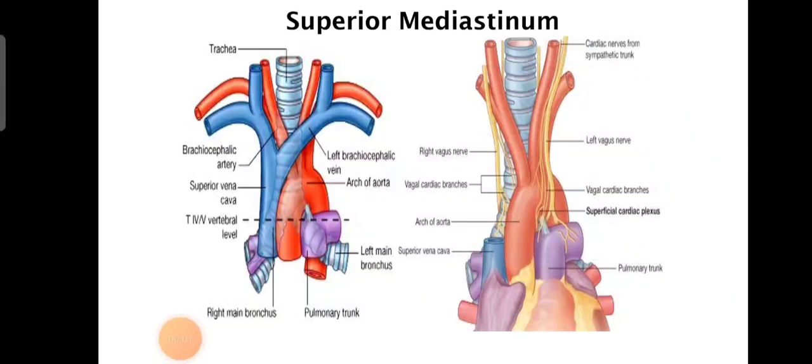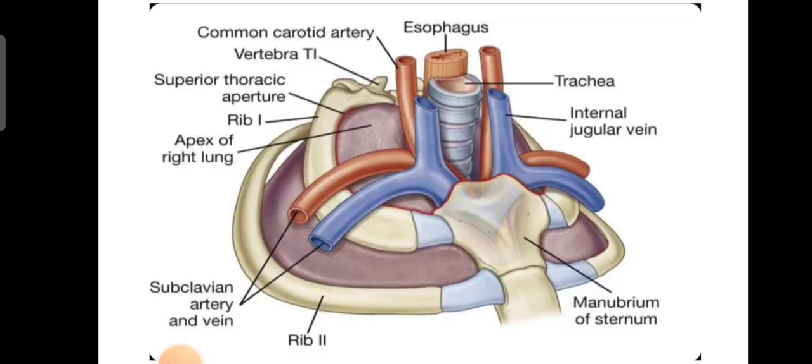So here we can see the contents of superior mediastinum, that is the arch of aorta, superior vena cava, and the brachiocephalic veins right and left, and the branches of arch of aorta, that is brachiocephalic artery, left common carotid artery, left subclavian artery. Also we can see the trachea, then the right and left vagus nerve, cardiac nerves, phrenic nerves which are passing through the superior mediastinum. Then here we can see the apex of lungs. These are also forming the content of the superior mediastinum.